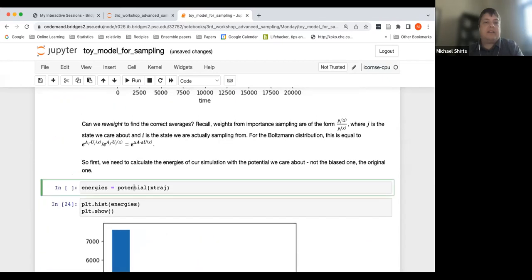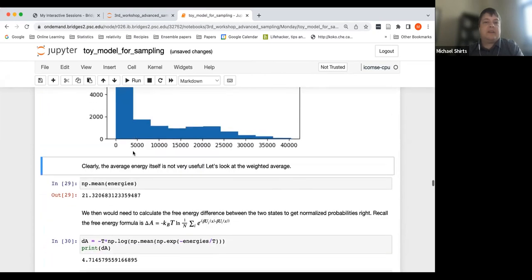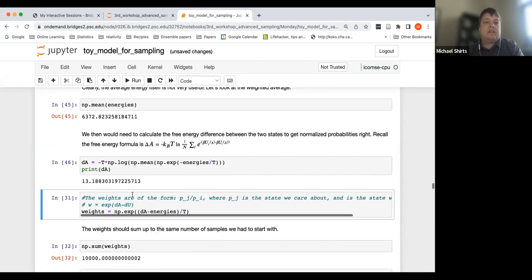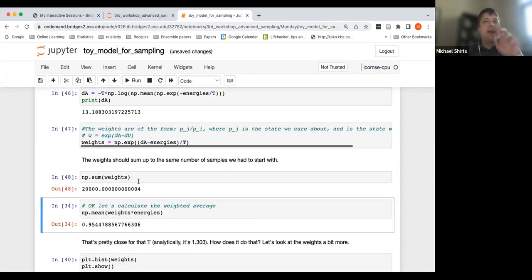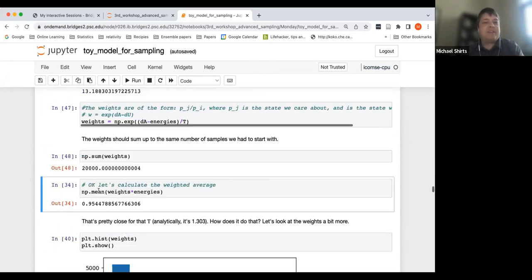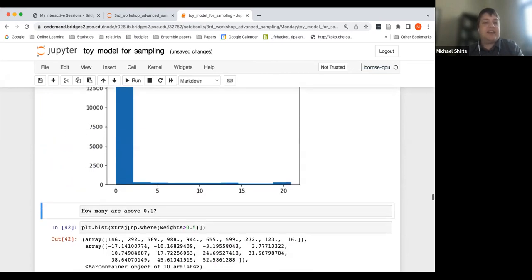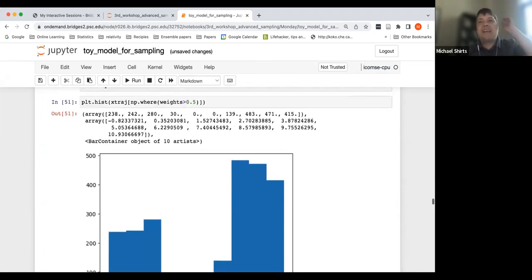Did I hit all the, energies are behaving correctly? Mean energies. Okay, well, I don't know what happened before. I think I didn't hit all the things. Now everything is behaving correctly. The sum of the weights is correct. The average is 0.96. The histogram is this. Yes. How many are above 0.1? Okay, there we go. I don't know what was happening before.